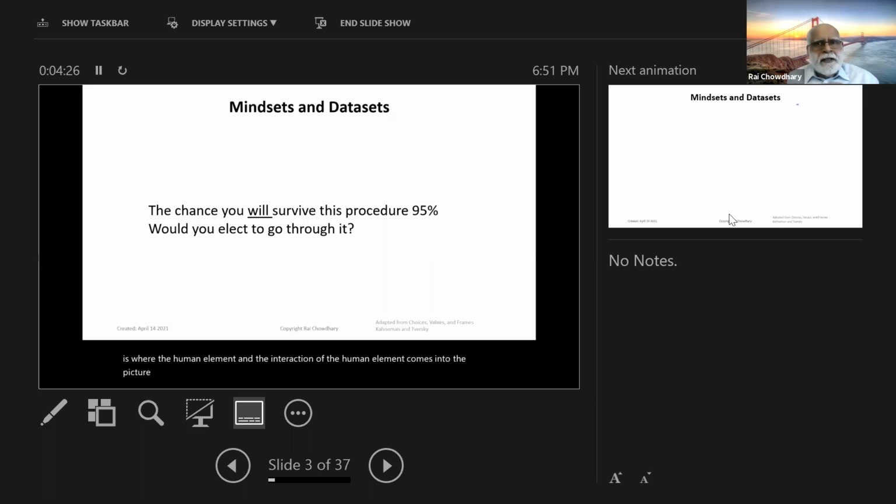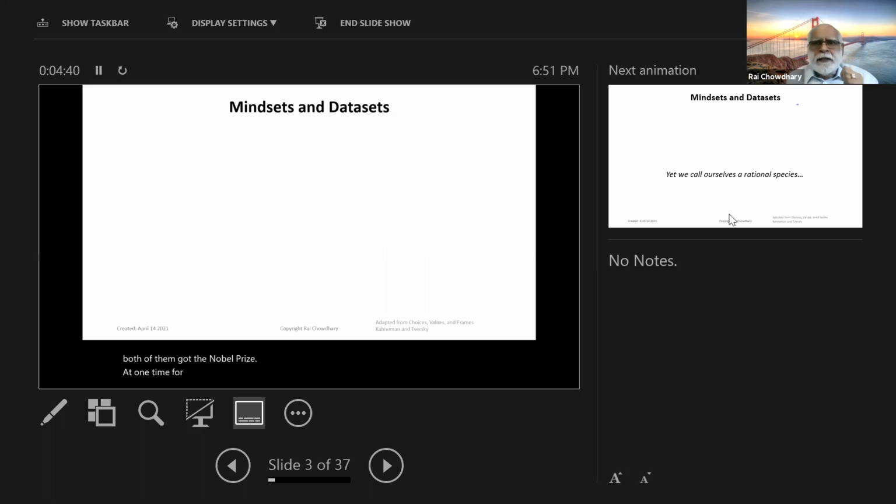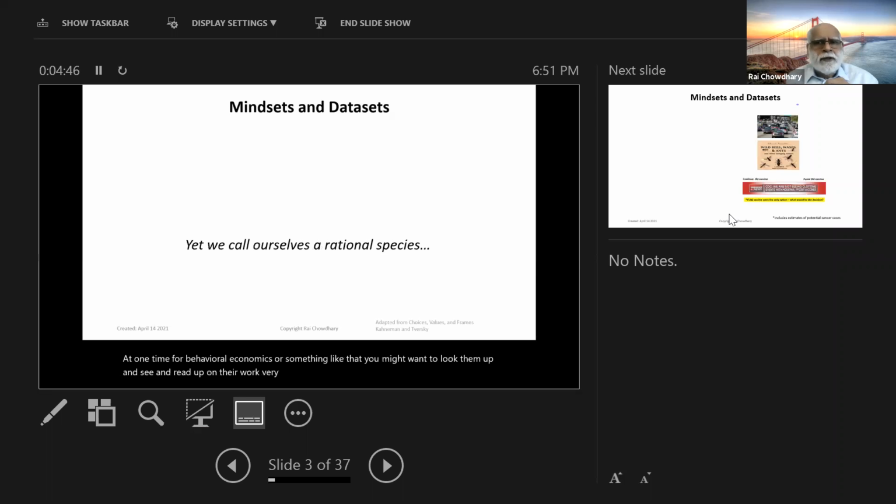Okay, this study was done by Daniel Kahneman and Amos Tversky. If you have not heard of them, Daniel Kahneman and Amos Tversky have written several books, and I believe both of them got the Nobel Prize at one time for behavioral economics or something like that. You might want to look them up and read up on their work. Very, very interesting work is what they have done. So despite all this, we call ourselves a rational species. I'm not that sure about that. I think we make most decisions based on emotion, and then we use logic to justify our decisions. Okay, so that is the first trap that we fall into.